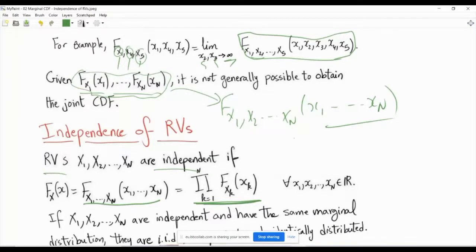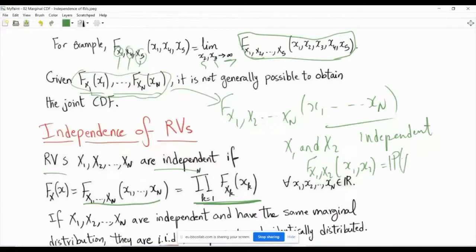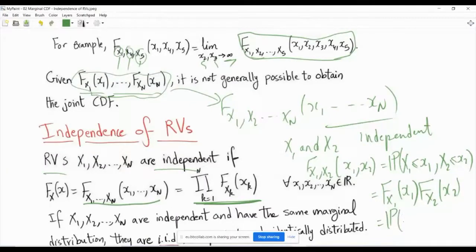Okay, so again, if you just take two random variables, x1 and x2, if they are independent, then the joint CDF of the two, and again, don't forget what this means: this is the probability that the first random variable is less than or equal to small x1, and the second random variable is less than or equal to small x2. Then you can write it as the first marginal CDF times the second marginal CDF. You can write it as this product, which of course has a meaning: the probability that x1 is less than or equal to small x1, and x2 less than or equal to small x2. So basically, this is the definition of independence.